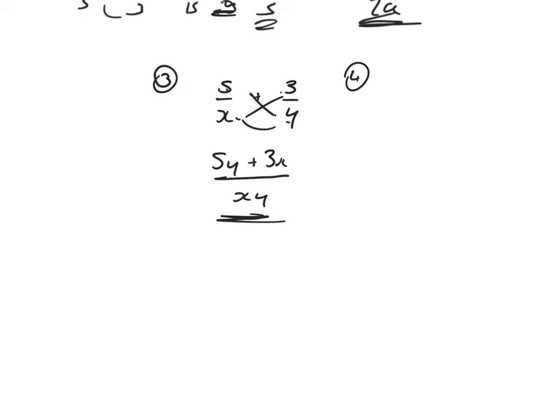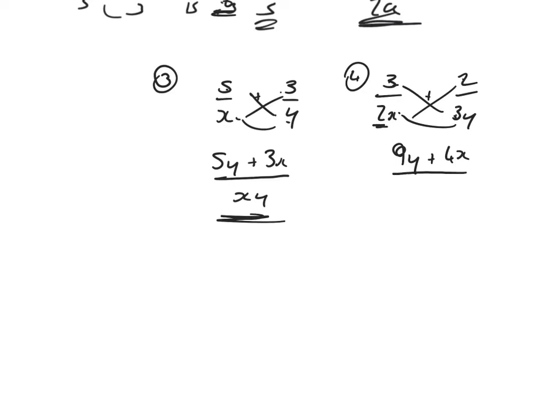Let's take down example 4. Example 4, 3 over 2x plus 2 over 3y. Okay, kiss and smile, starting at the top left hand side. 3 lots of 3y is 9y, plus 2 lots of 2x is 4x, over 2x times 3y, well 2 times 3 is 6, and x times y is xy. Okay, I can't collect those y's and x's together, that's the final answer. Example 5.